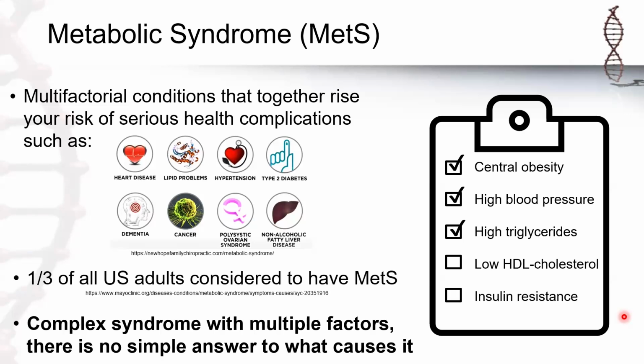One third of all U.S. adults are considered to have MET-S. It's a complex syndrome with multiple factors, with no simple answer as to what causes it. MET-S itself and all its component features are complex genetic traits with high heritability. Unfortunately, the genetic links are mostly undetermined. Numerous genome-wide association studies have validated about 100 loci for both hypertension and obesity, but when combined, these variants only explain a small fraction of the phenotypic variation. So there's still a lot of work to do, which is where we come in.